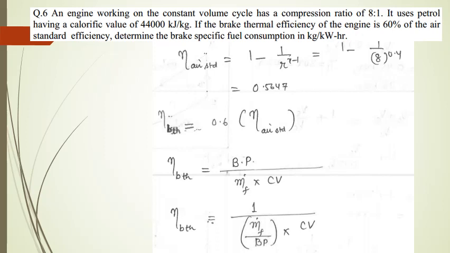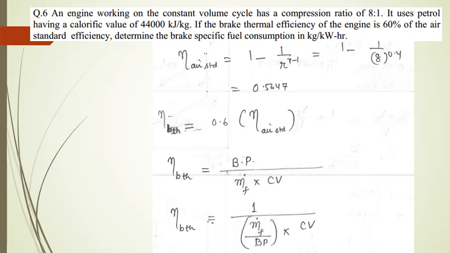Now the air standard efficiency of the Otto cycle is equal to 1 minus 1 upon r raised to power gamma minus 1, which comes out to be 0.5647. Now brake thermal efficiency is given as 60% of the air standard efficiency, and brake thermal efficiency is equal to brake power divided by mf dot into Cv, where mf dot is the fuel consumption rate in kg per hour and Cv is the calorific value of the fuel.